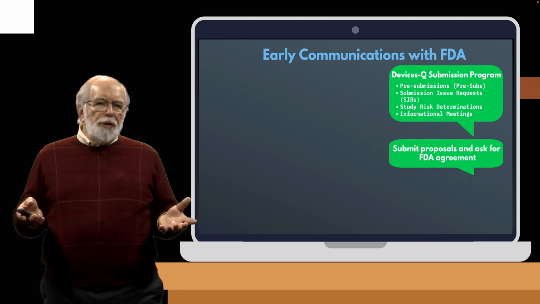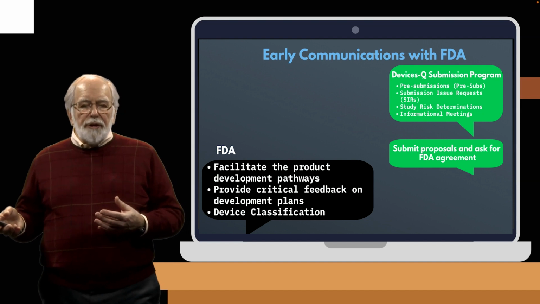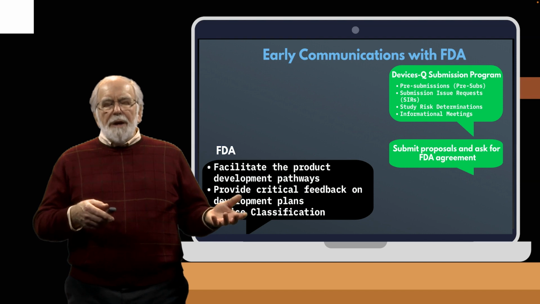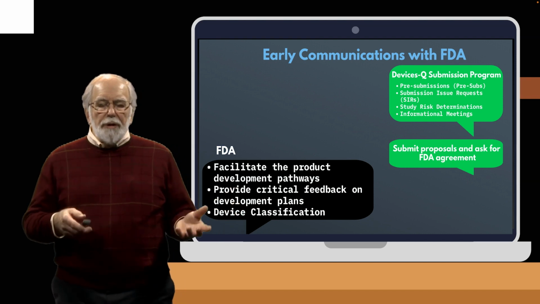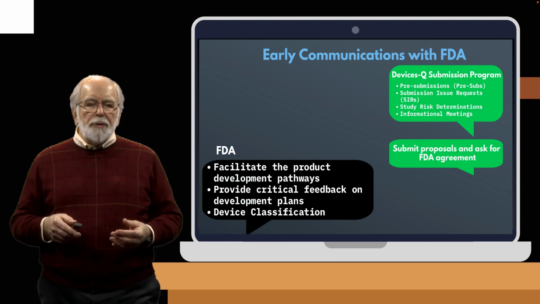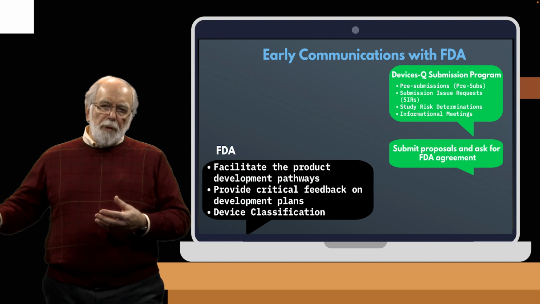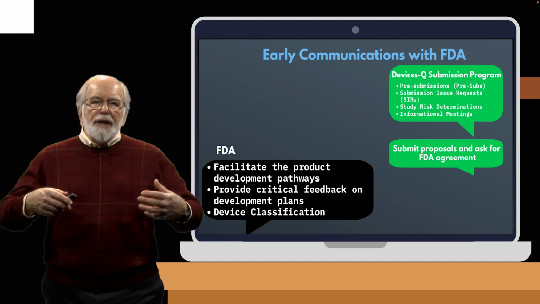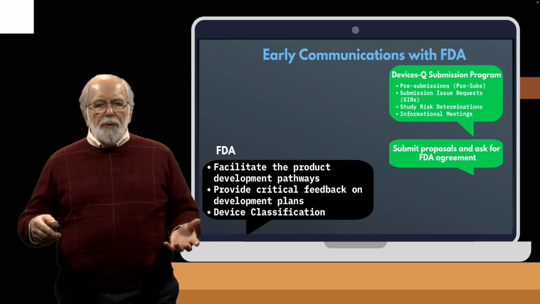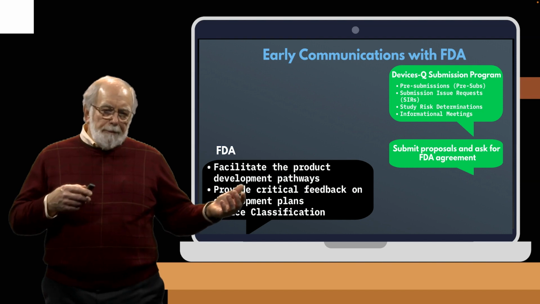What can you learn through a Q submission meeting? You can learn about the device classification. You can learn about the IMDRF categories and what the FDA thinks the categories are for your particular product. You can discuss the product development pathways and whether you've incorporated all of the necessary testing that the FDA is going to require in order to evaluate your approval application.